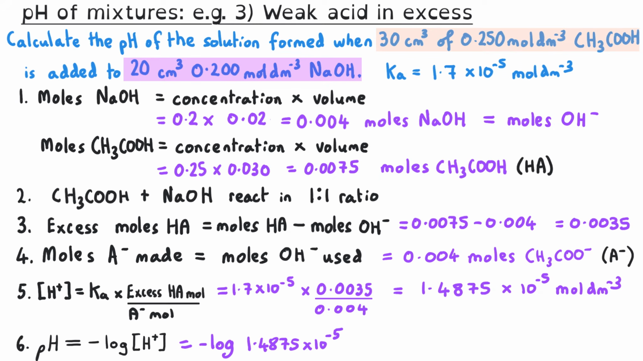And then pH is the negative log of this hydrogen ion concentration that we've just calculated, and so the pH of this weak acid in excess reaction mixture is 4.83 to 2 decimal places.